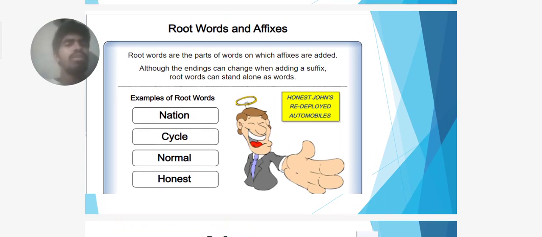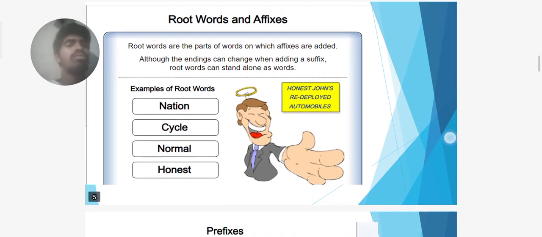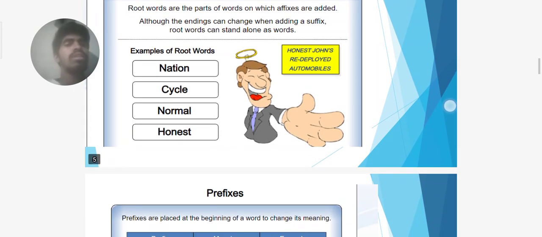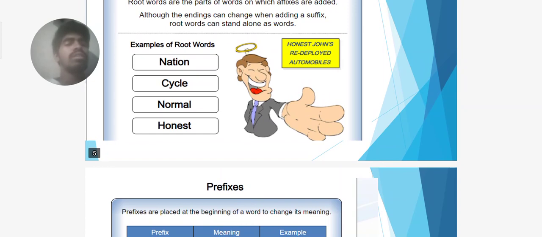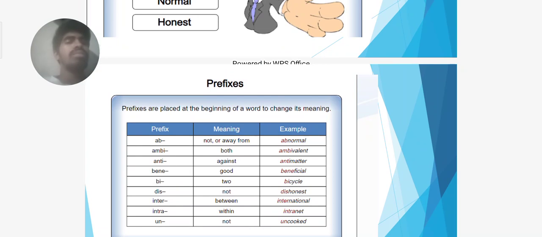Root words are the parts of the words on which affixes are added, although the ending can change when a suffix is added. Root words can stand alone as words. Examples of root words: nation, cycle, normal, honest. These are the root words. Here is an example I have given: Honest John's redeveloped automobiles.